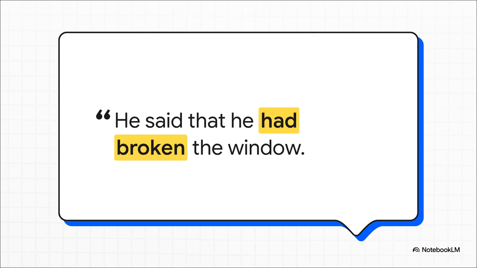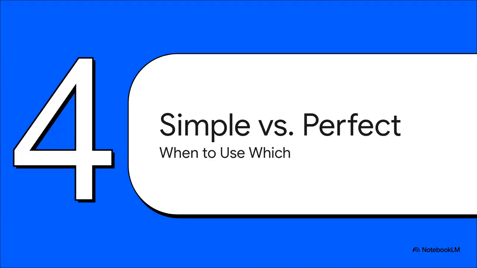Now, later on, you're telling the story to someone else. You would say, he said that he had broken the window. Why? Because the window breaking happened before he told you about it. The action took one step further into the past of the past. So this all leads us to the main event, the ultimate showdown, past simple versus past perfect. When do you use the regular, everyday past tense, and when do you pull out this special tool?